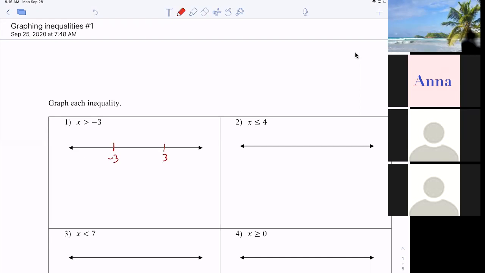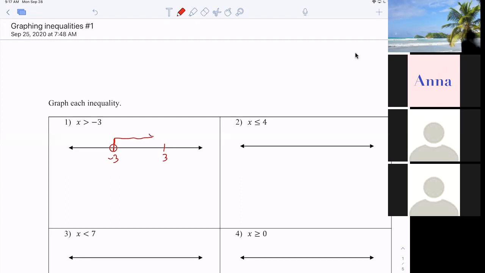If x is greater than -3, is -3 greater than -3? No. That's why we have an open circle on -3, because it does not include it. It goes all the way up to -3, but doesn't include -3. And then greater than is going in which direction? Positive. To the right or to the left? Right. To the right. Now here's how I do inequalities.